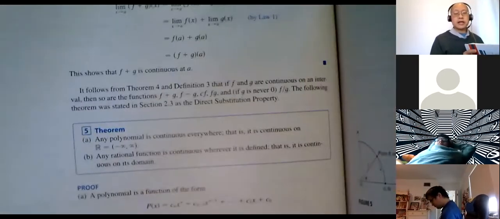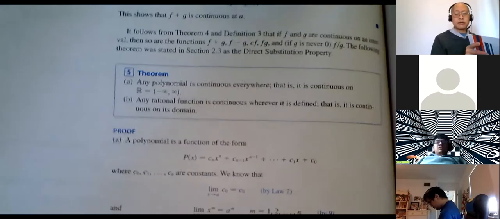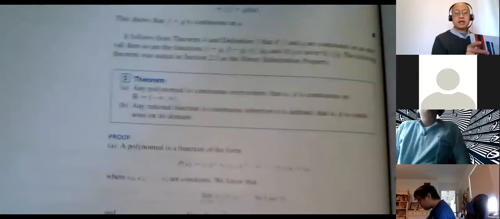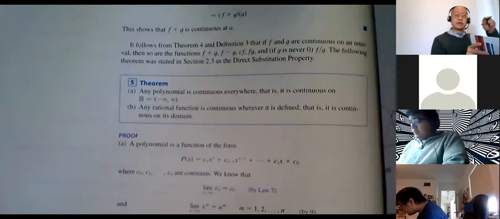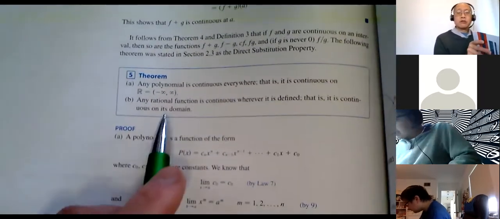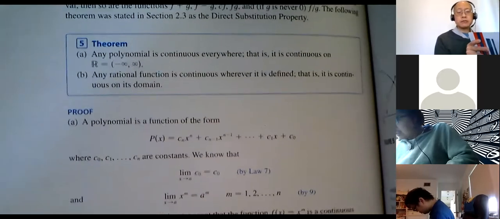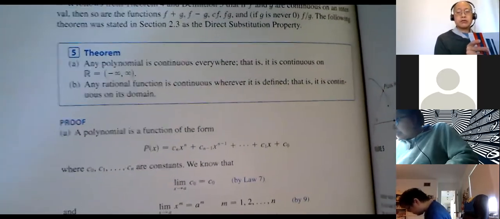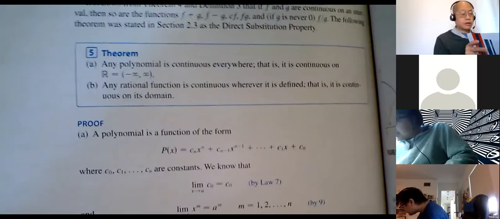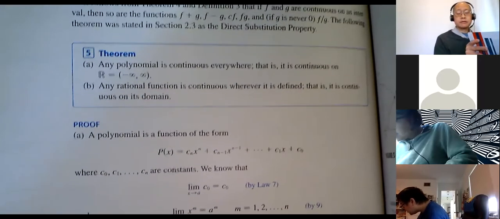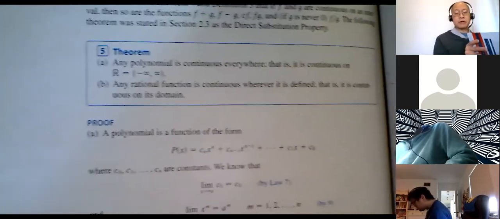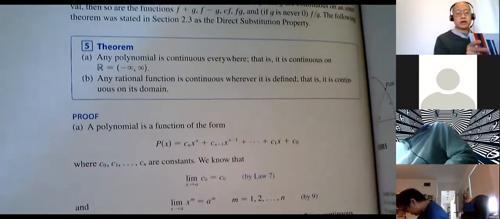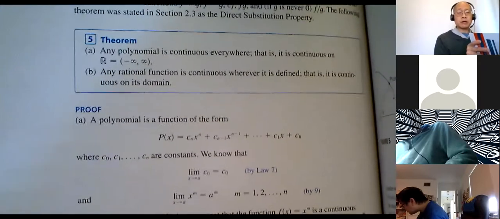And most functions that you know of are continuous wherever they're defined. Page 118. Polynomials are continuous everywhere. When you drew polynomials, they were always smooth, right? Rational functions, polynomial divided by polynomial, are continuous wherever they're defined, on their domain. So if you have a problem where you're dividing by something, of course, you can't divide by zero. But other than that, a rational function, polynomial divided by polynomial, is going to be continuous everywhere that it's defined.